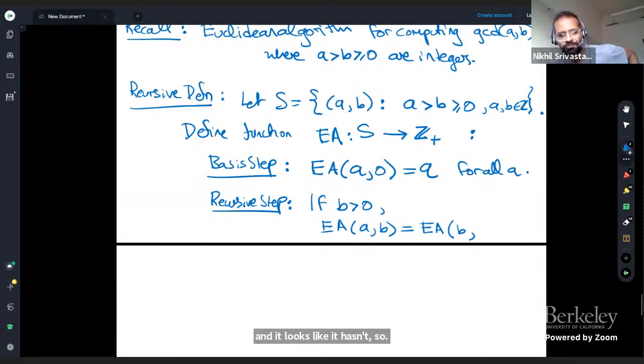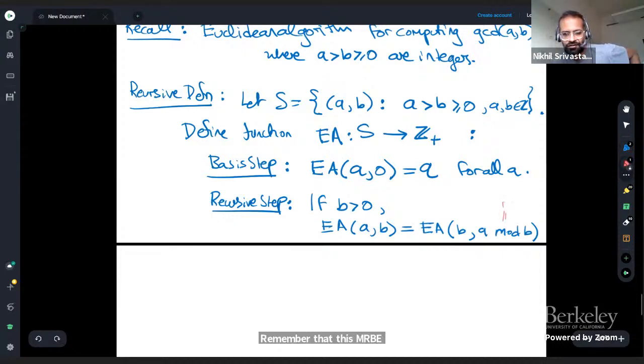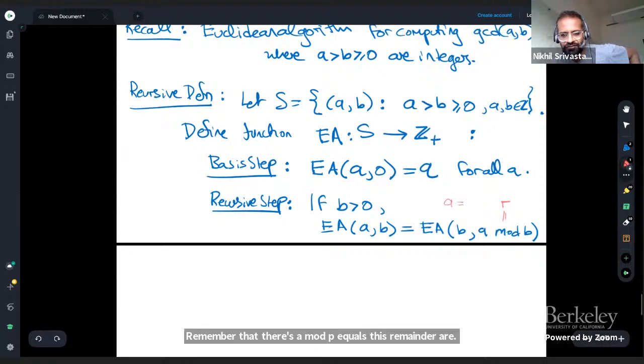Okay, so if B is positive, then what did we say that you do in the Euclidean algorithm? Well, instead of computing the GCD of A and B, you compute the GCD of B and A mod B. But remember that this A mod B equals this remainder R when you express A as BQ plus R in the division algorithm, right?